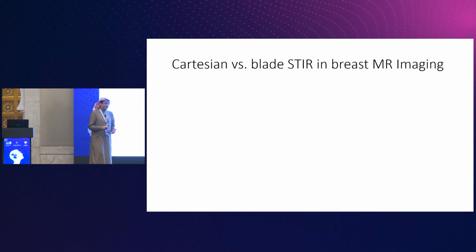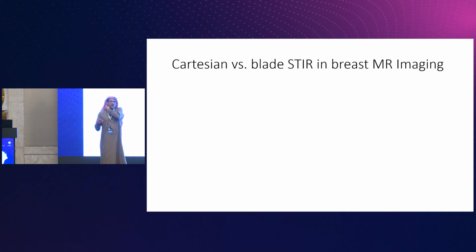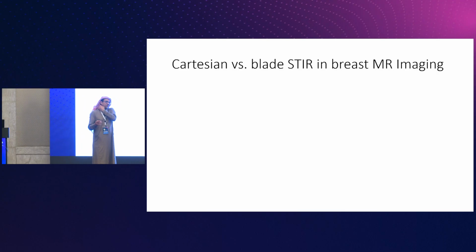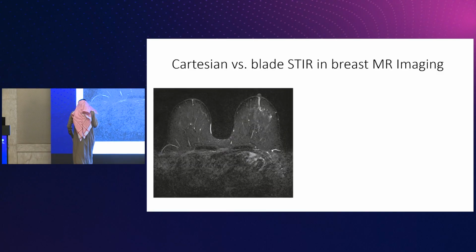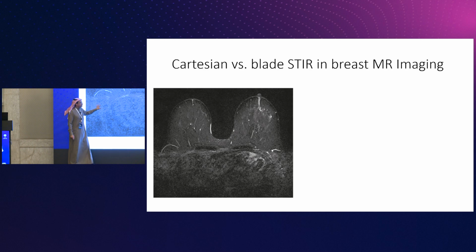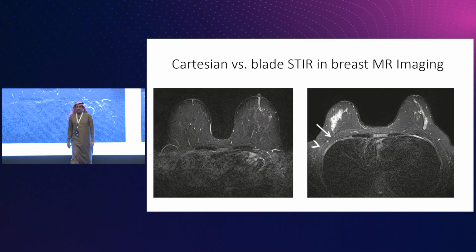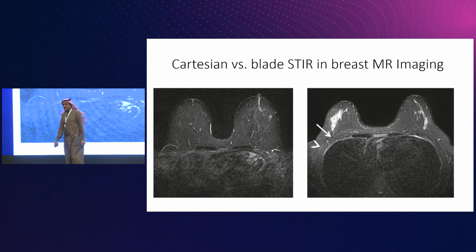Cartesian and blade. Blade is very popular here in Kuwait. Blade, propeller, multivane, and Phillips. Okay, when you do the exam with a regular stir, this is the finding. You have good breast, bad axilla because of heartbeat. And this is with blade. Does it work to apply it?